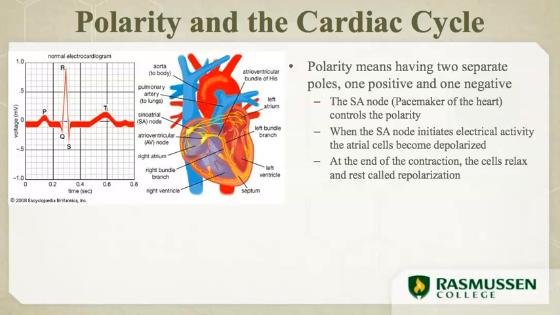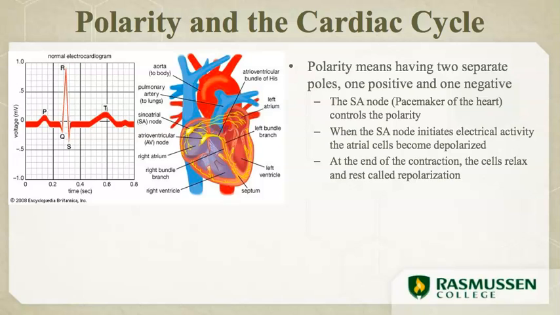The cells of the myocardium produce electrical charges as a result of polarity, which simply means that there are two poles, one is positive, one is negative. The SA node, or the pacemaker of the heart, is where this all happens because it controls the myocardial polarity. When the SA node initiates electrical activity, the atrial cells become depolarized, meaning the internal negative charge is reduced and the difference in the charge inside and outside is lost.